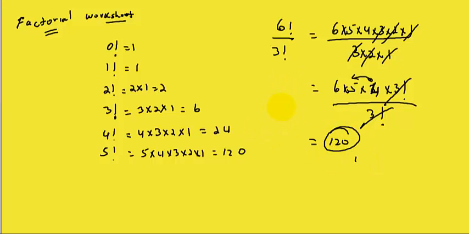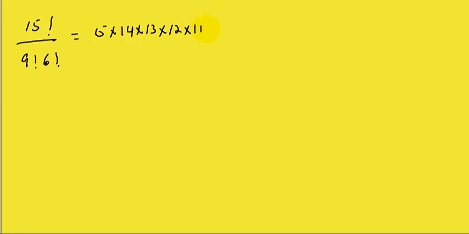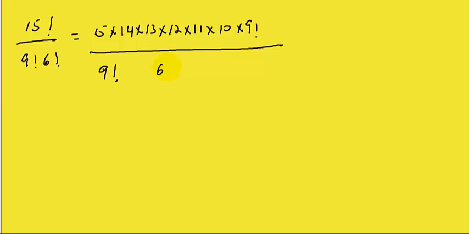Okay, so let's do a few more of these. Let's do a problem. The problem: 15 factorial over 9 factorial times 6 factorial. This is 15 times 14 times 13 times 12 times 11 times 10 times 9 factorial. I'm going to stop right there, because I have a 9 factorial on the bottom. Then I have a 6 times 5 times 4 times 3 times 2 times 1. So the 9 factorials reduce off.